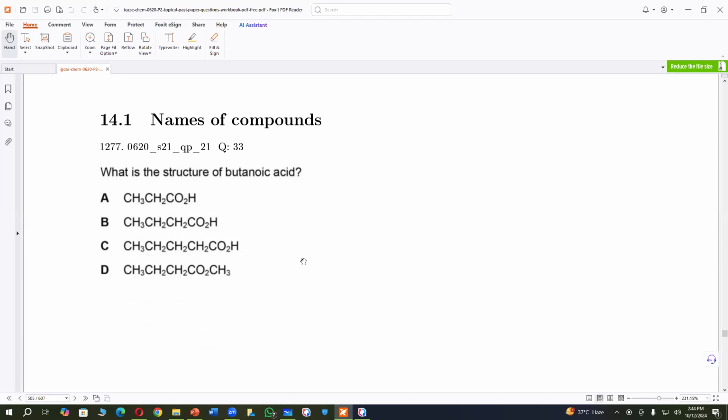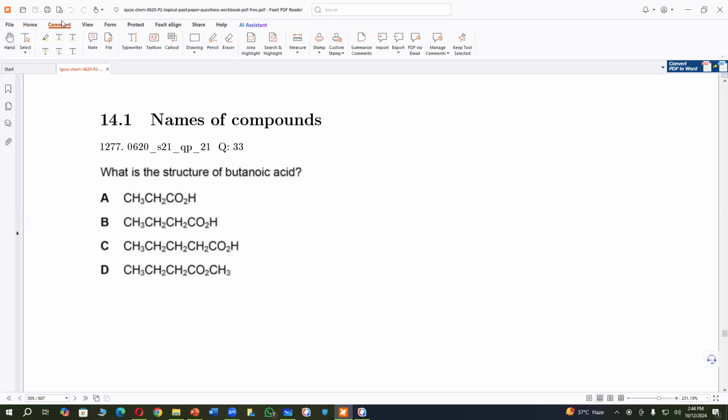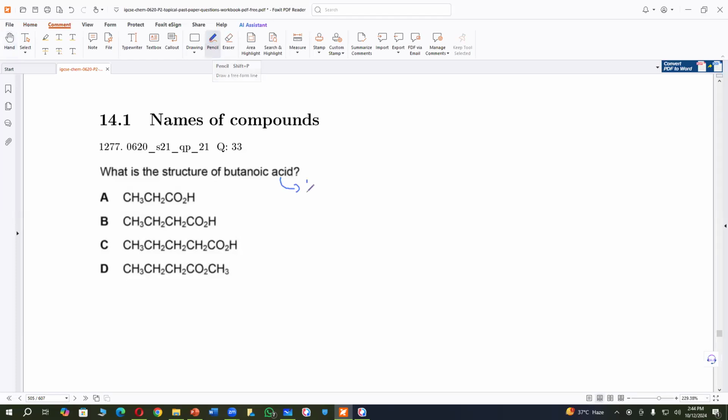What is the structure of butanoic acid? You can look at the notes, you can ask me anything. So we are doing it together, but you have to think yourself first. But means 4 carbon. Butanoic acid means carboxylic acid. Carboxylic acid is actually RCOOH.